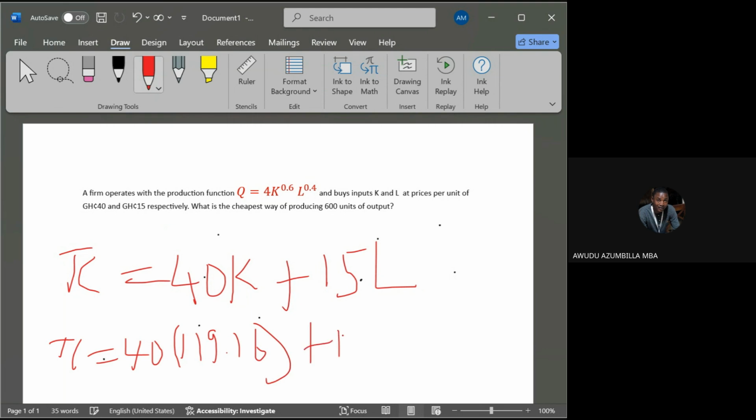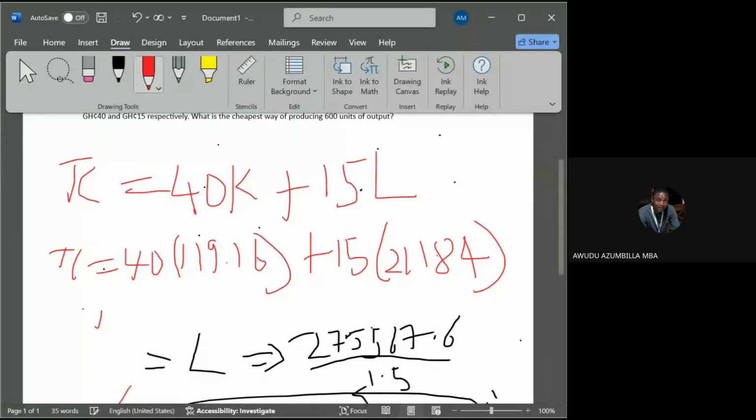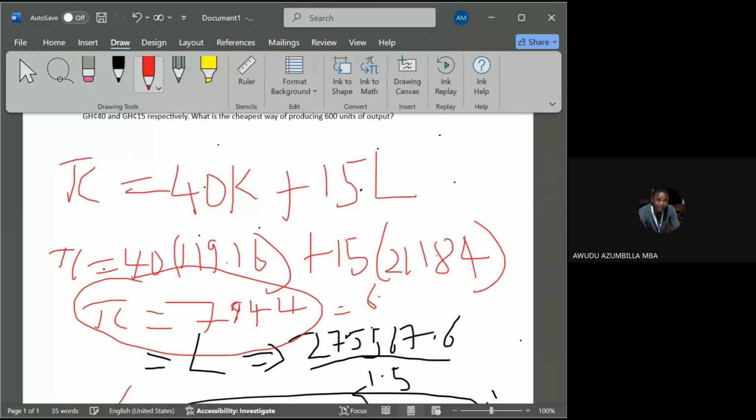Plus 15, and you also know the labor. Labor is 211.84. Let's leave it at 84. And this one will give you the total cost that the firm is going to incur in producing 600 units of output. So when you do this one, you are going to get 7944. So this is the total cost that the firm is going to incur in producing 600 units of output.